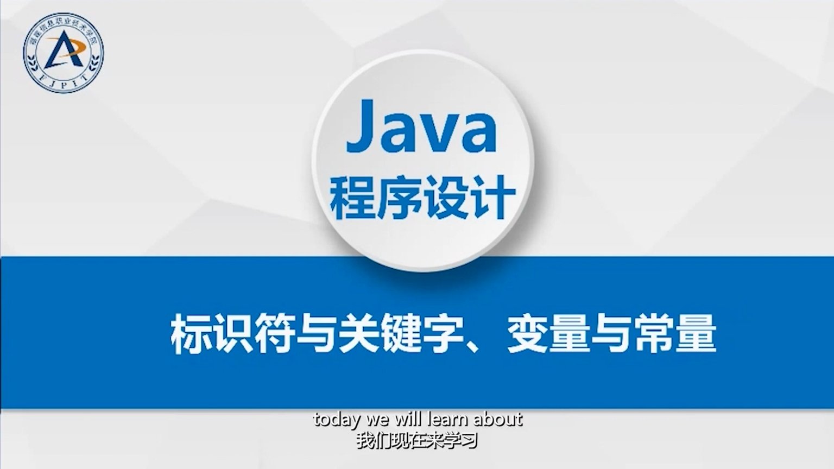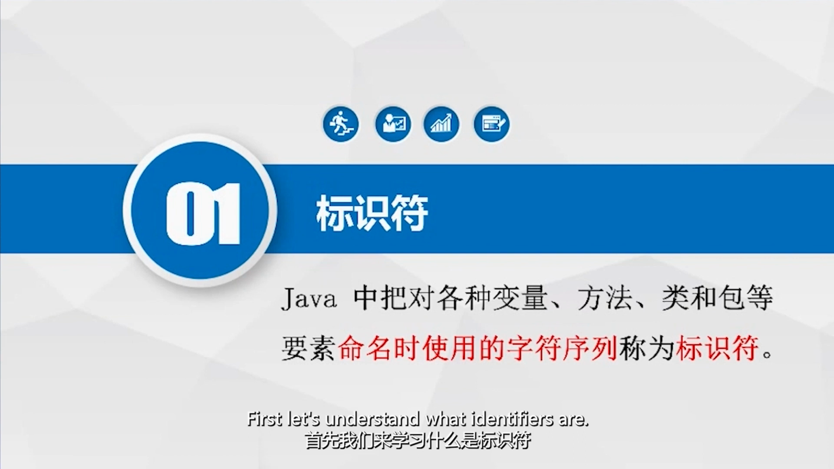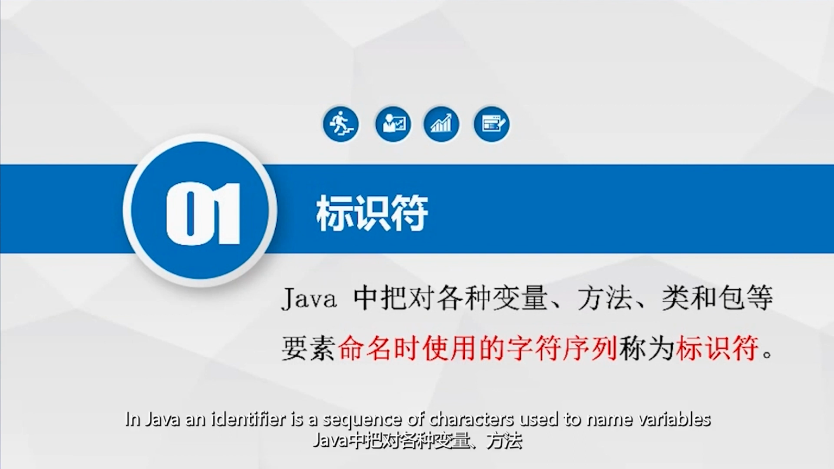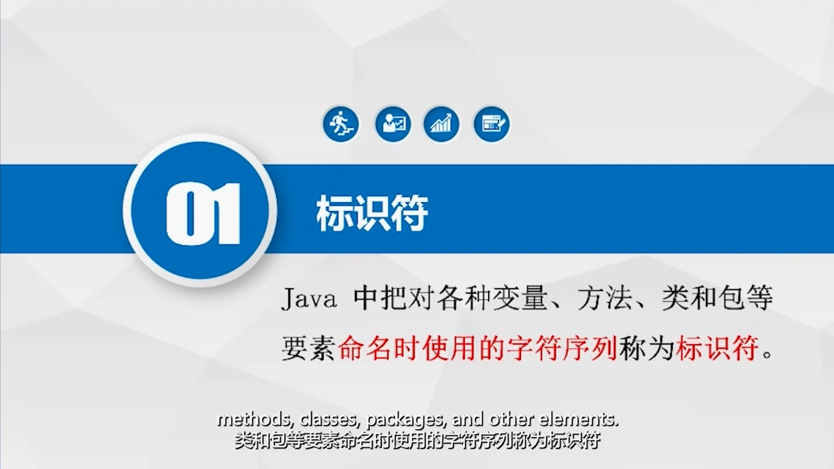Hello everyone. Today we will learn about Java identifiers, keywords, variables, and constants. First, let's understand what identifiers are. In Java, an identifier is a sequence of characters used to name variables, methods, classes, packages, and other elements.